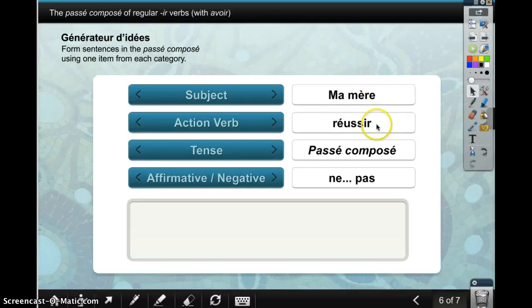So, ma mère réussir, passé composé in the negative form. So the student would come to the board and write their sentence in the blank here. So that was just one example.